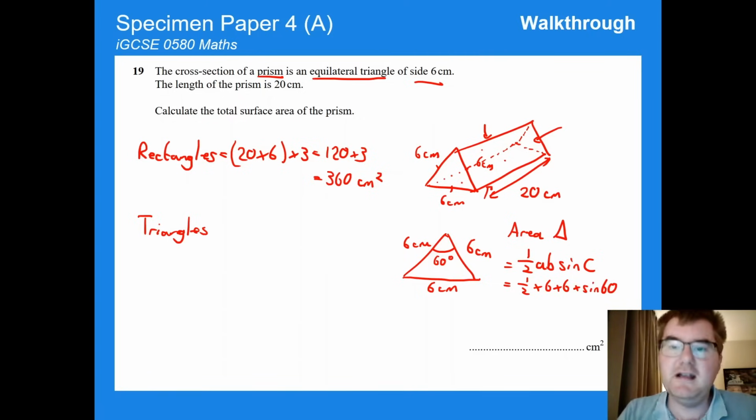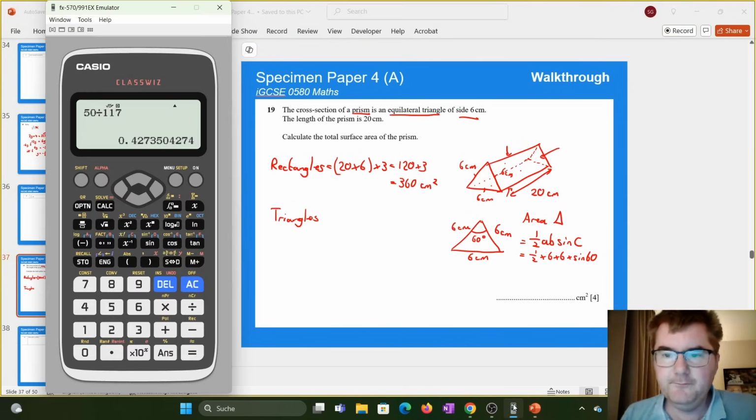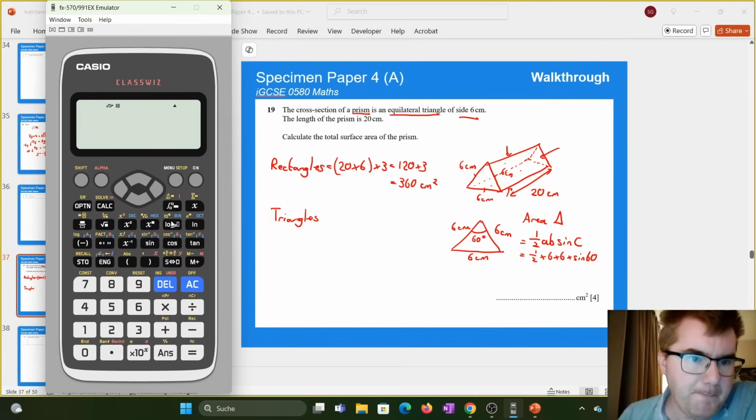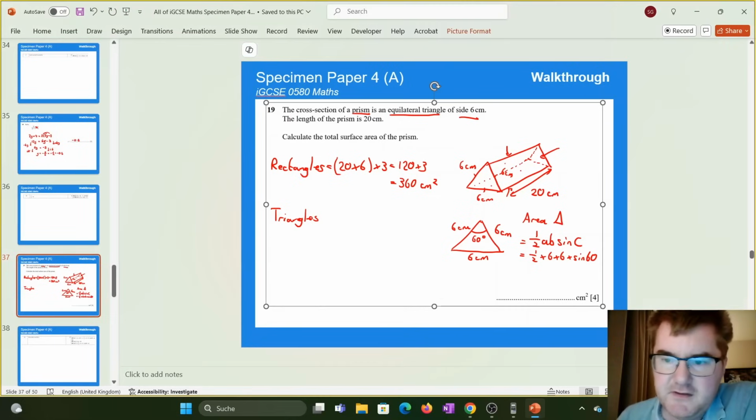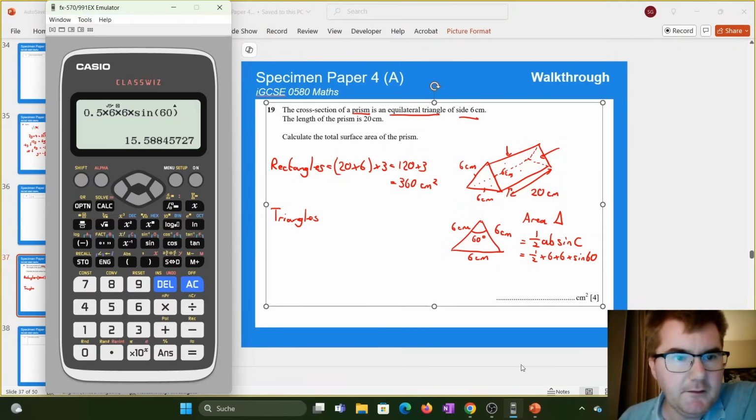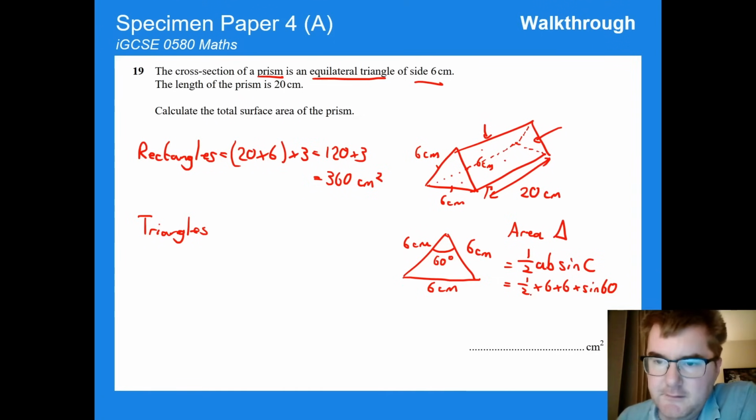So again, we can just put that into the calculator here. 0.5 times 6 times 6 times sine of 60. You could also use Pythagoras here as well. So we get 9 root 3 or some decimal. 15.588.